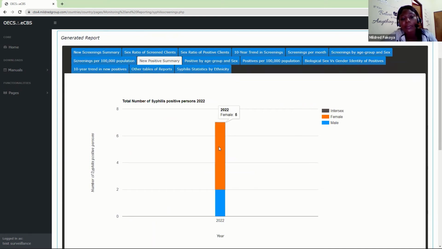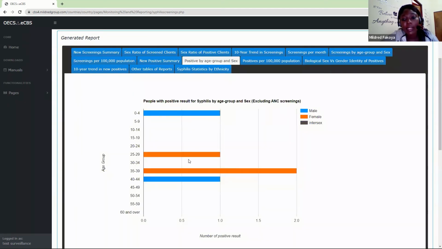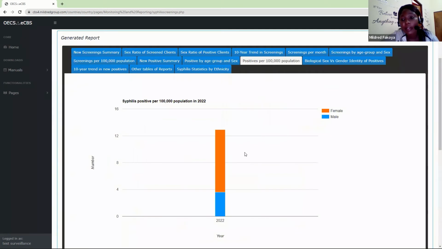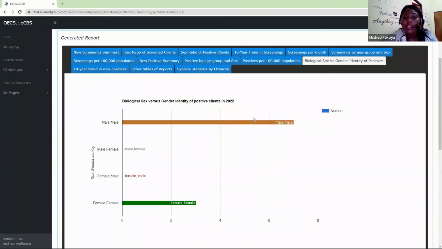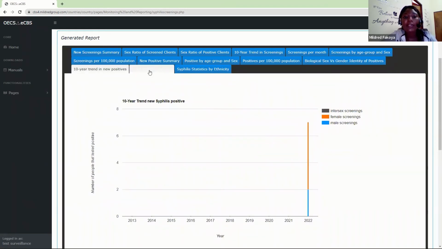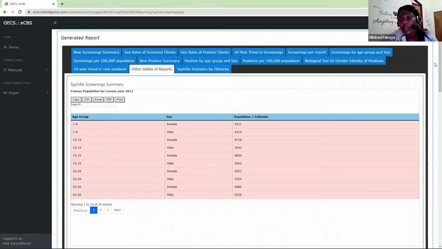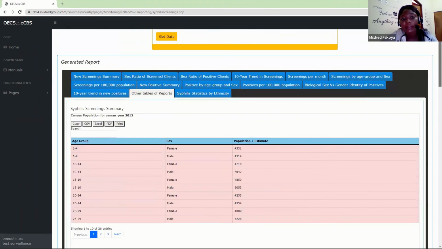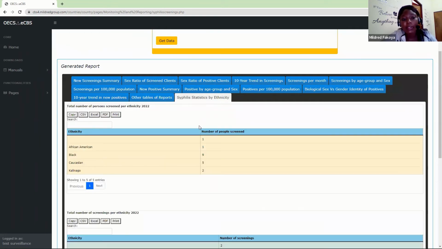So this gives you the total number of people who were confirmed to have syphilis with a TPPA or TPHA or FTA. It doesn't give you the number of VDRL reactives, but just the confirmed number. Then you have positives by age group and sex. You also have positives per 100,000 population, the biological sex versus gender identity of those who were positive, the 10-year trend in new syphilis positives, and then it gives you the tables where you can export this record, just like we saw in the HIV, and then it gives you the statistics of syphilis screenings and positivity by ethnicity.